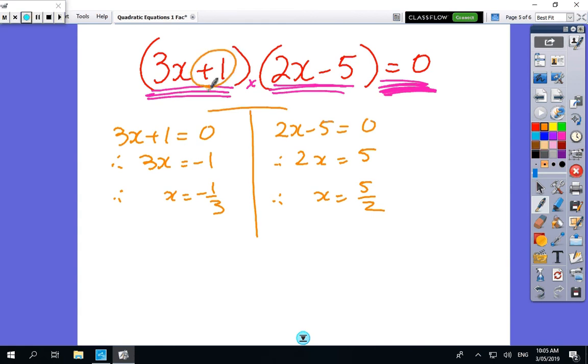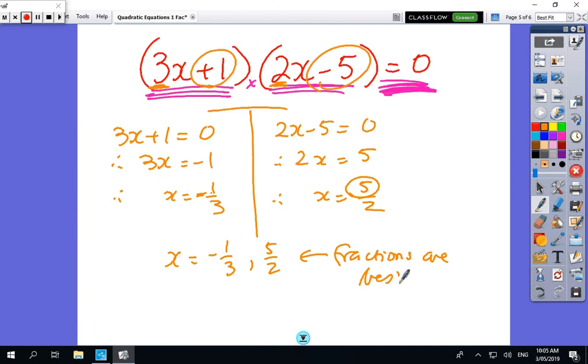Now you can do it that way, or the quick way is you look at the number and it's plus 1 and you turn it into the opposite, which is minus 1, and then you just divide by the coefficient. So you look at the number, which is minus 5, turn it to the opposite, which is plus 5, and then just divide through by the coefficient. Okay, so the answer is minus 1/3. So you could write your answer as just minus 1/3, comma, 5/2. And fraction answers are best, not decimals. Okay, copy that and come across.